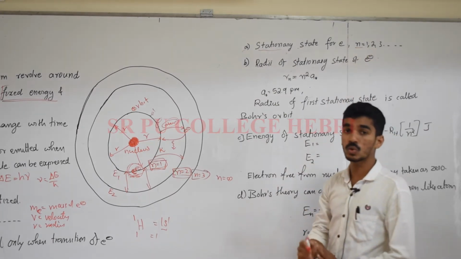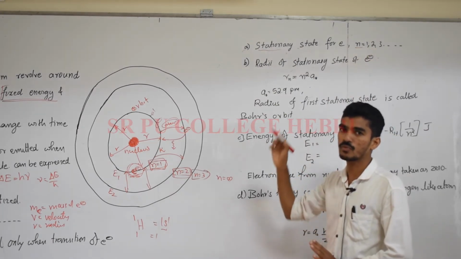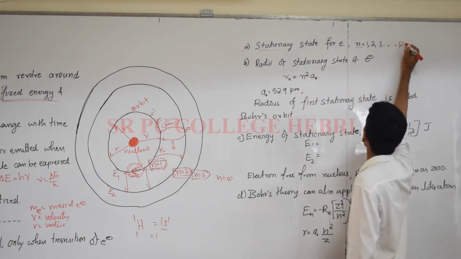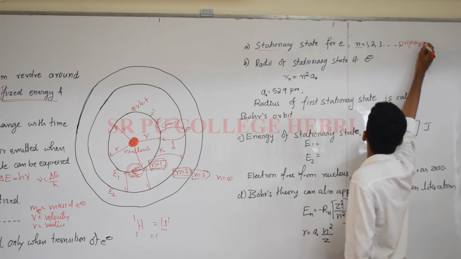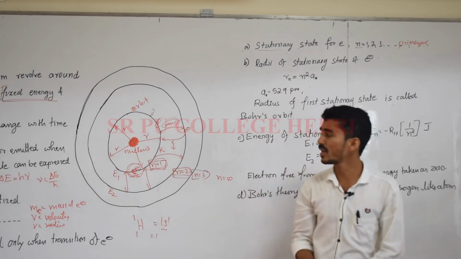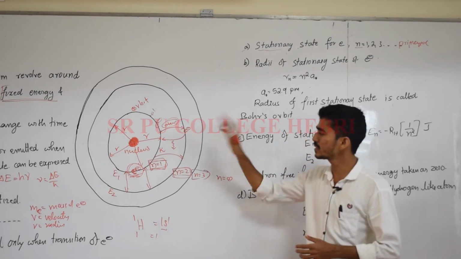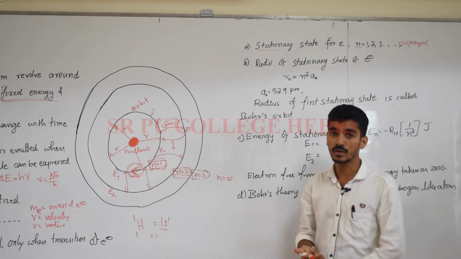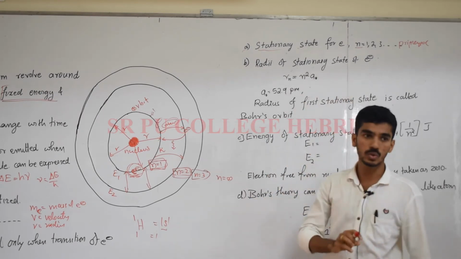n is equal to the integers 1, 2, 3, 4 till infinity, and this is called the principal quantum number. We'll discuss the principal quantum number later. And you should remember the stationary states are indicated by the principal quantum number, so that value starts from 1 to infinity.